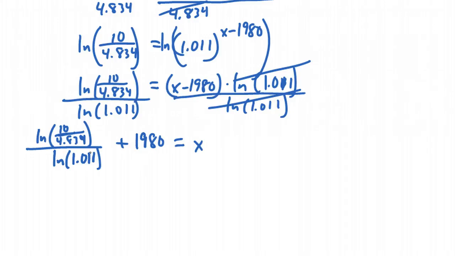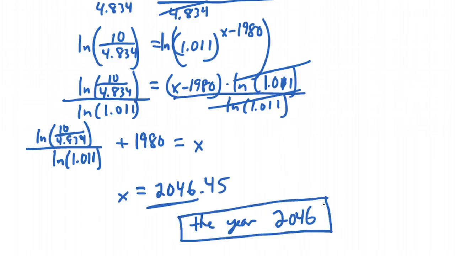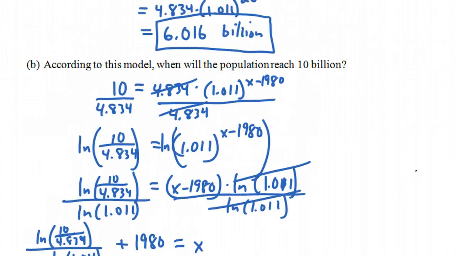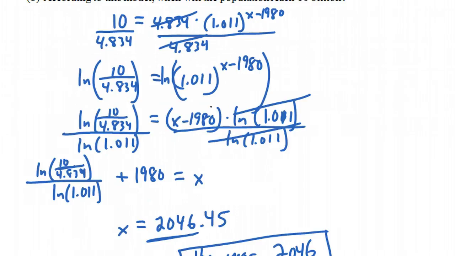The only way really to figure out what this is is to plug it into a calculator. And I plugged this into a calculator, and what I found was that x was equal to 2046.45. I rounded that off. So what does that mean? Well, about in the year 2046, that is when the world population will reach 10 billion, and that sounds reasonable. The world population was 6 billion in the year 2000. It's growing, and then in the year 2046 it will be 10 billion.